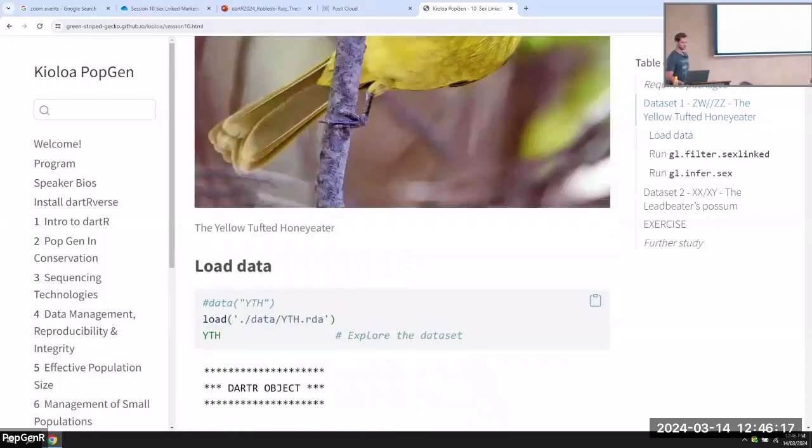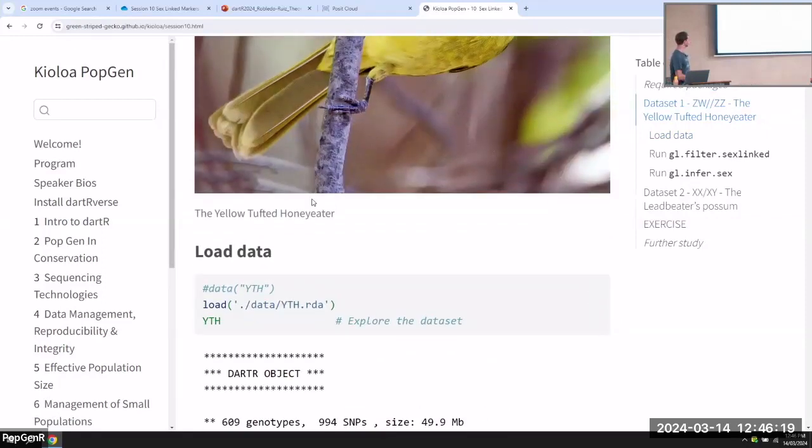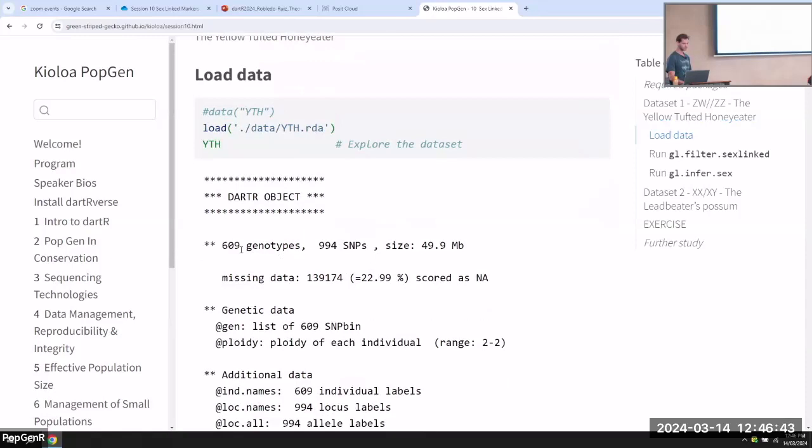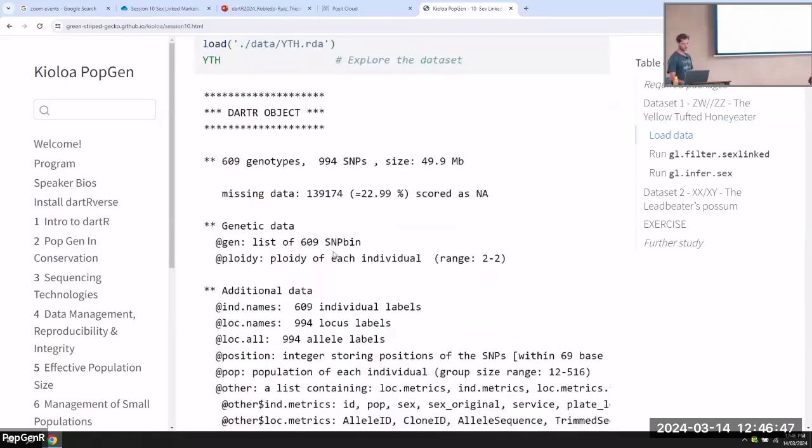So this one is the yellow-tufted honeyeater. Deanna talked about that one, which is a bird which has a ZW system. The data set is just a simple Dart genlight object, but with no filtering done on it. So you get your raw data from Dart, you load it in, and then you run this function. In this one, there's 609 individuals, and we have about 1,000 SNPs.